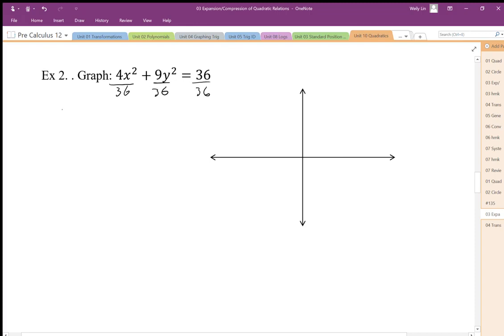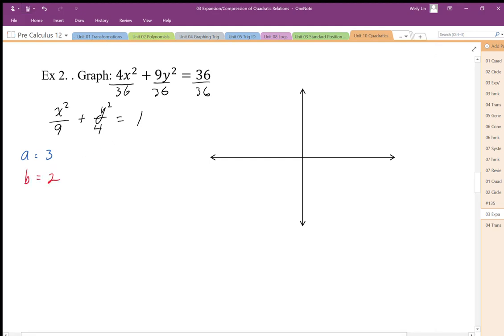And I'm going to generate x squared. When I simplify that, it's going to be x squared over 9 plus y squared, 9 over 36 reduces to 1 over 4, equals 1. This then allows me to see my a value, my x-axis radius, and my b value much easier.